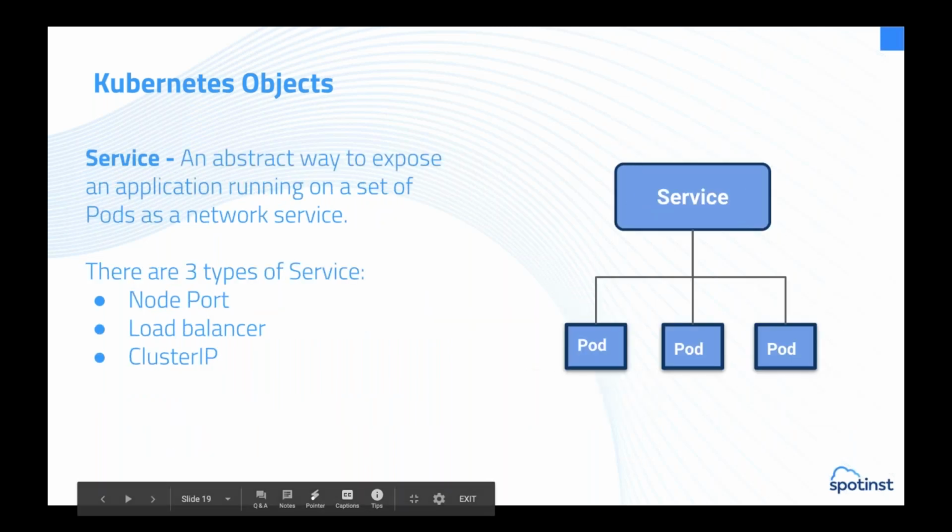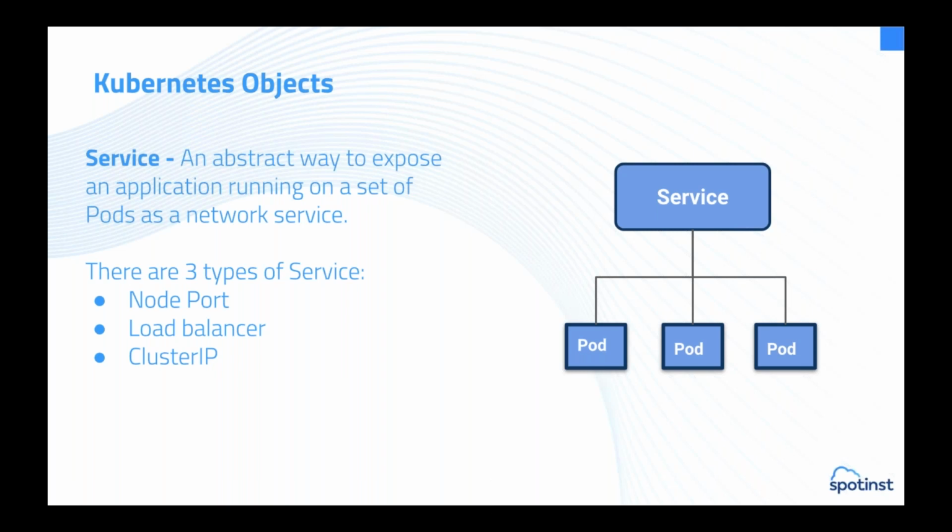The next object would be service. Service is an abstraction way to expose an application running on a set of pods as a network service, which means actually a service exposes your application to the outside or within the cluster. So there are different types of services. It could be node port, it could be load balancer, it could be cluster IP. Some of them are external, some of them are internal, but this is the main idea.